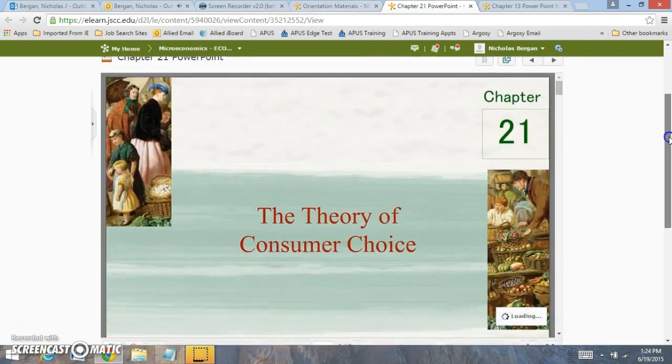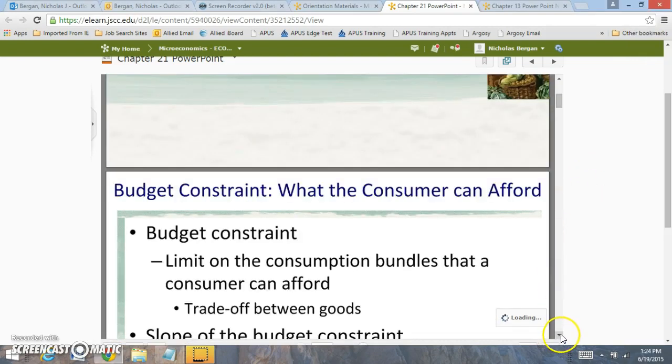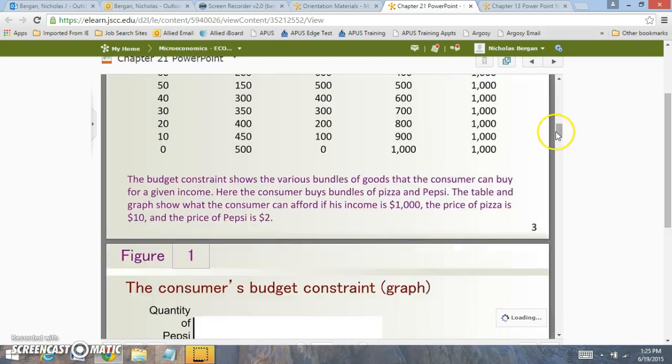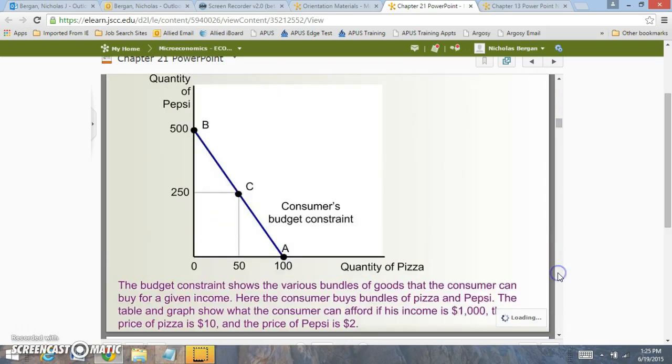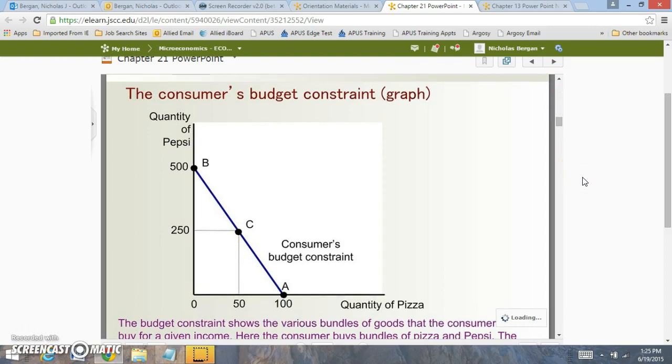Now, with consumer behavior, I'm going to go through a couple different concepts with you. If you have any trouble with these concepts, please let me know, as I'm more than willing to assist. But what we're looking at is a very applicable subject. We're looking at what a consumer is able to spend given their limited budget. So this is a budget constraint.